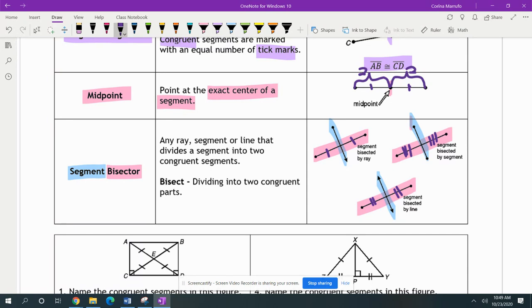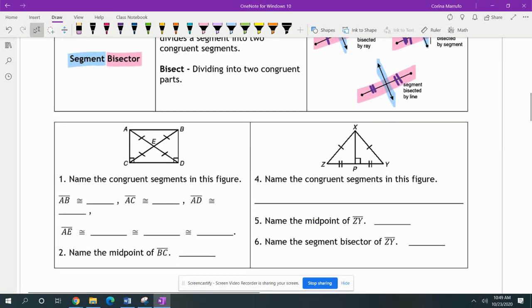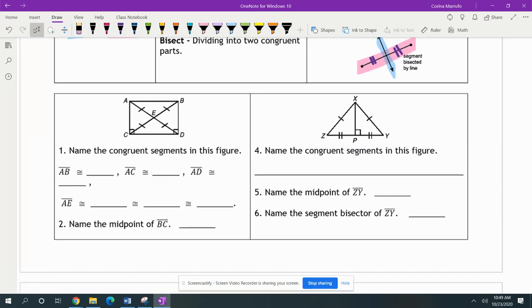Okay, so if we look at these examples, it says name the congruent statements in this figure. So AB. So here is AB. So from here to here should be the same as here to here, from C to D. Segment AB equals segment CD, because it's a rectangle. Then it says from A to C. So here's A to C should be the same as B to D. And then we have A to D. So this entire length from here all the way to here, from A to D, should be congruent to the same thing from B to C.